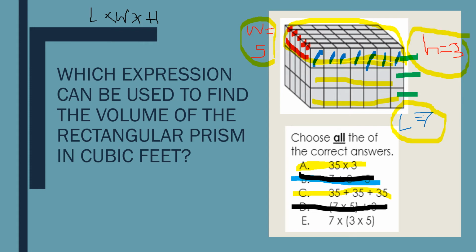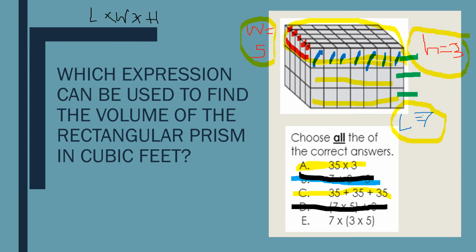Now let's look at the one in the bottom. Let's do the parentheses first. This one says 3 times 5. 3 times 5 is 15. Now, is there another way that we can look at this so that we can see if we have 7 layers of 15?